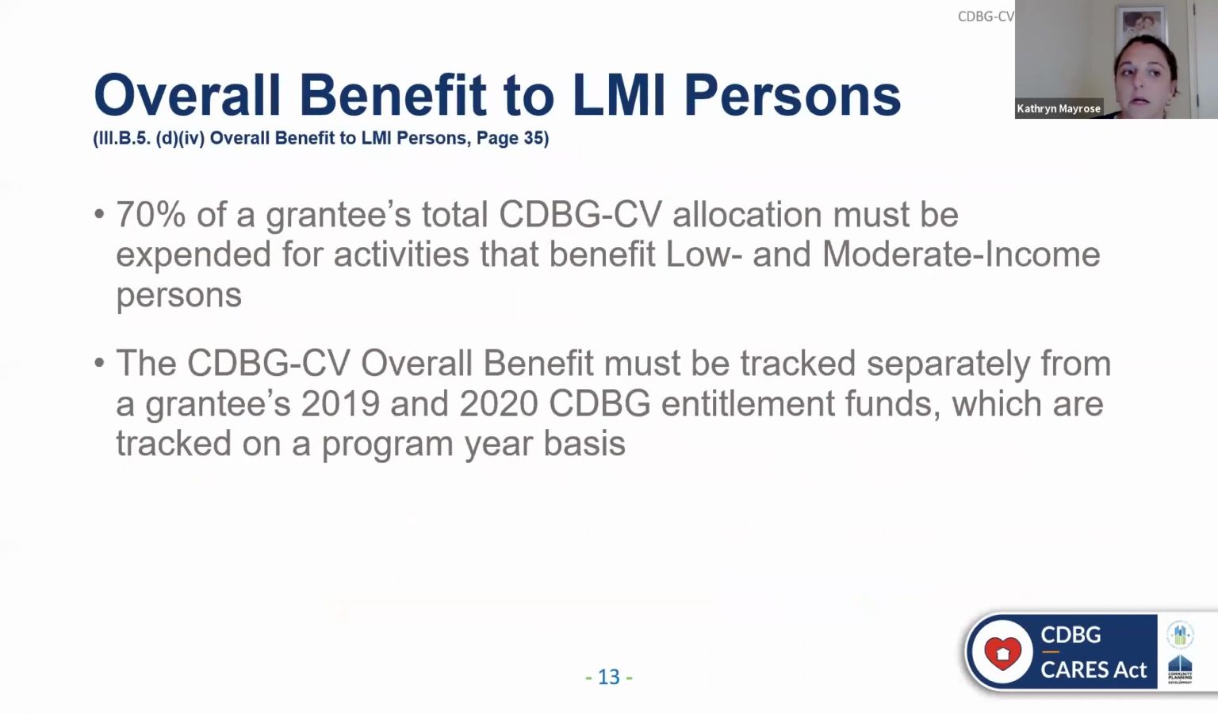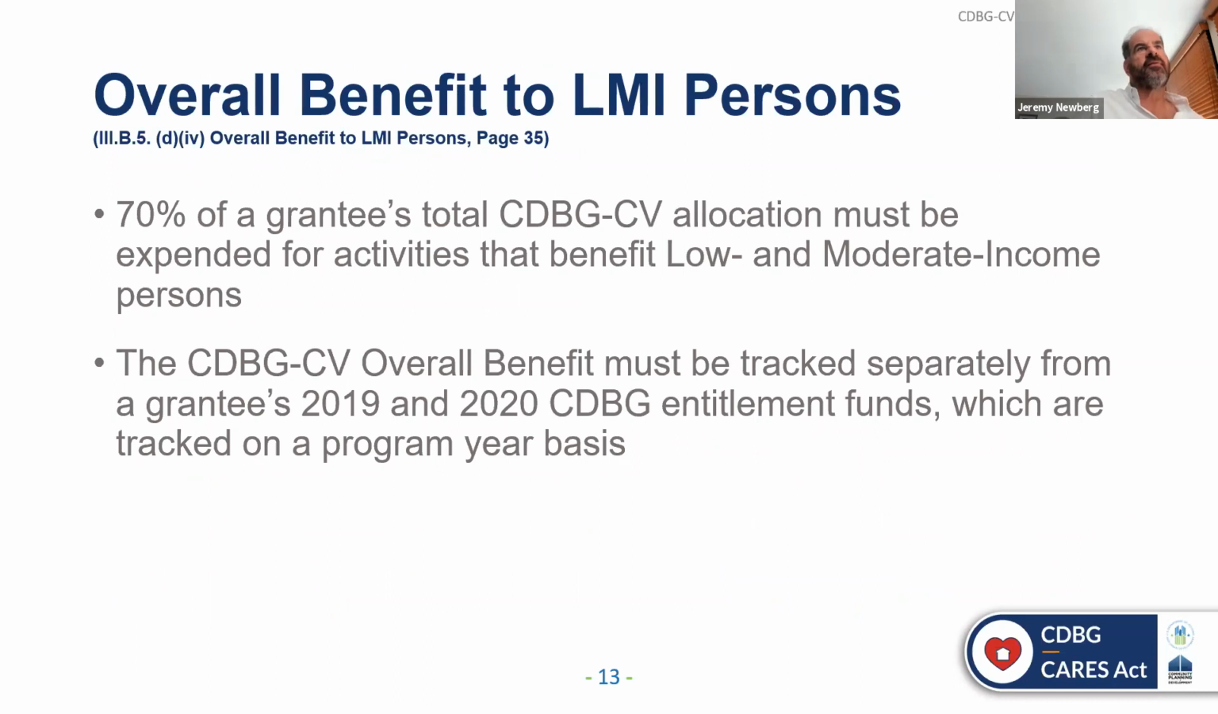So we're going to cover a couple of the flexibilities here, these waivers and alternative requirements. I do want to note that the small print right under the header is the specific section of the Federal Register notice where you'll find these specific waivers and alternative requirements. And Jeremy, this is actually you.